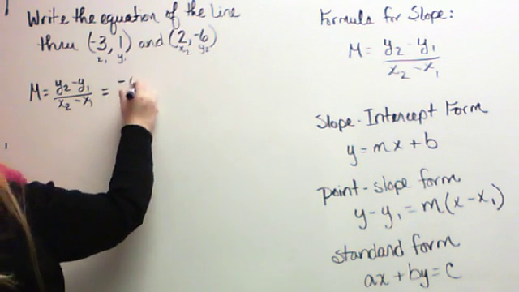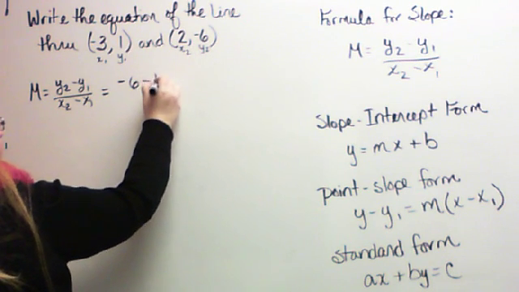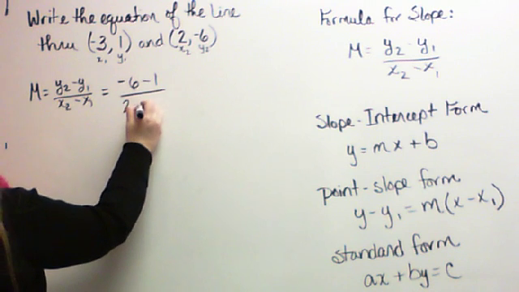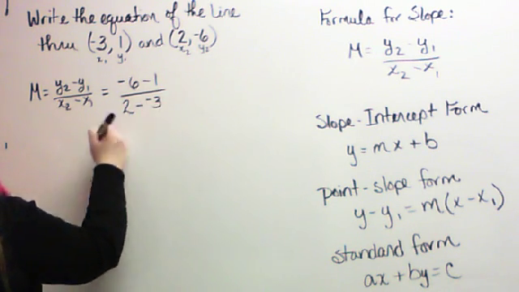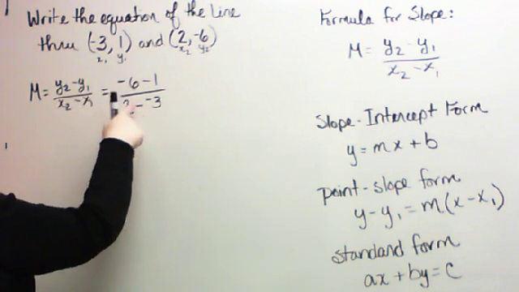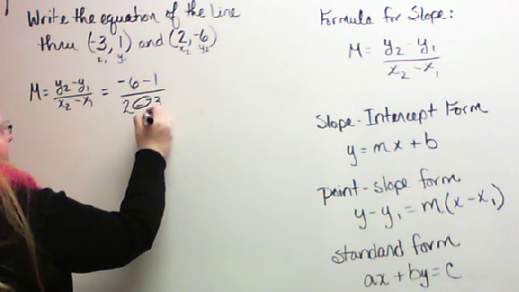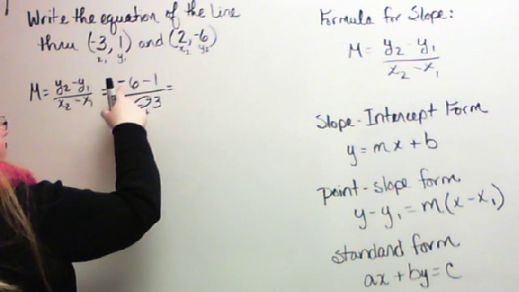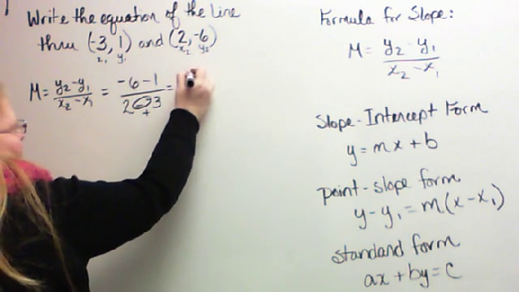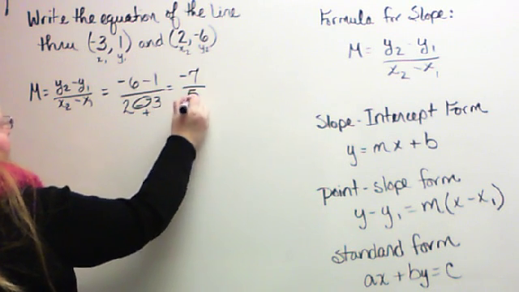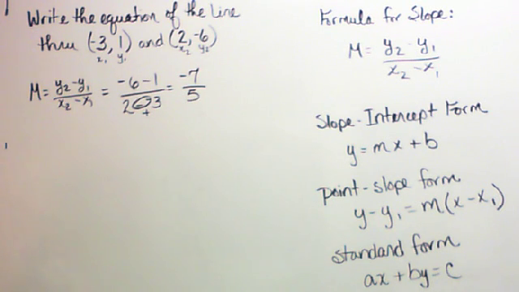y2 in this case is negative 6 minus 1, because that's my y1. And then 2 minus negative 3. Remember, the minus is part of your formula, so the negatives have to be separate. Whenever you have minus and negative, that's the same thing as plus. Negative 6 minus 1 is negative 7. And then 2 plus 3 is 5. That's a nasty looking slope. But we have to deal with it.